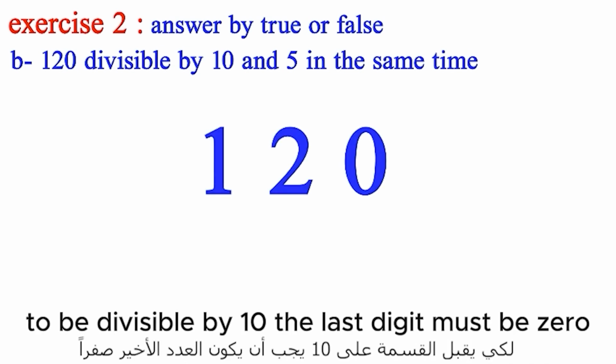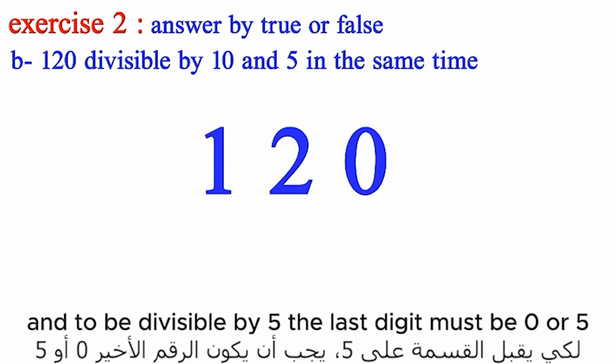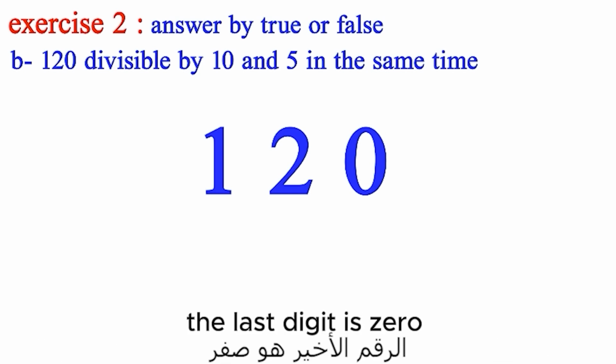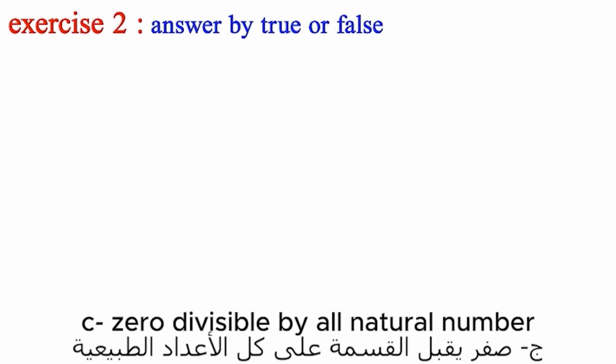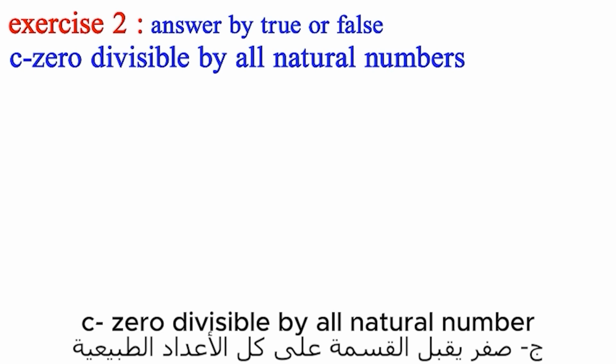B. 120 is divisible by 10 and 5 at the same time. To be divisible by 10, the last digit must be 0. And to be divisible by 5, the last digit must be 0 or 5. The last digit is 0, so it is divisible by 10 and 5 at the same time. True.